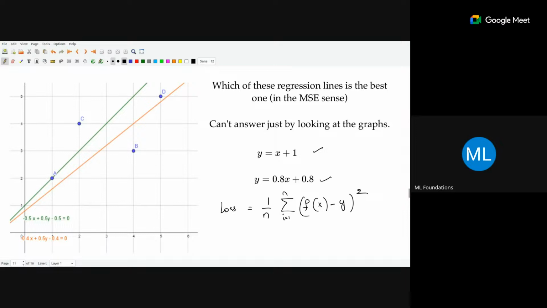Okay. So what is the loss of the green line? No one computed? We are computing just. Okay, so just take some time and I need answers. What is the loss for this green and the loss for this orange?